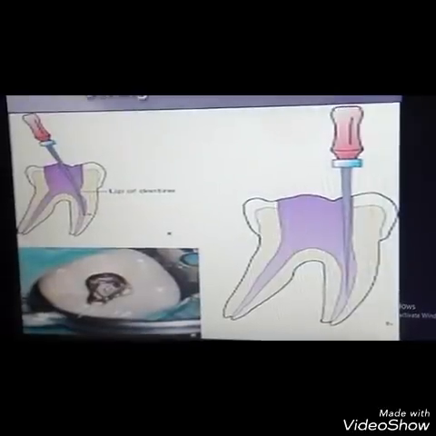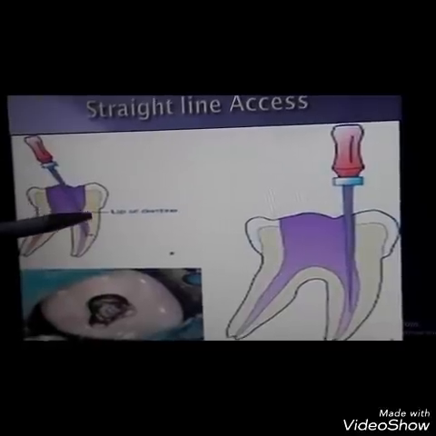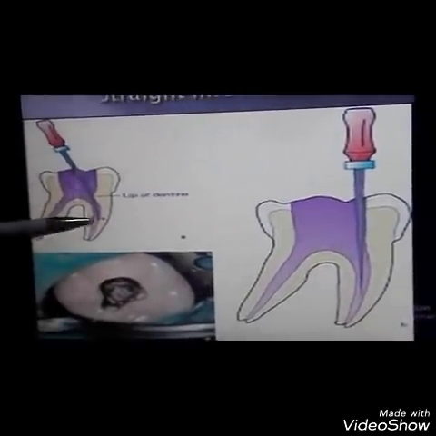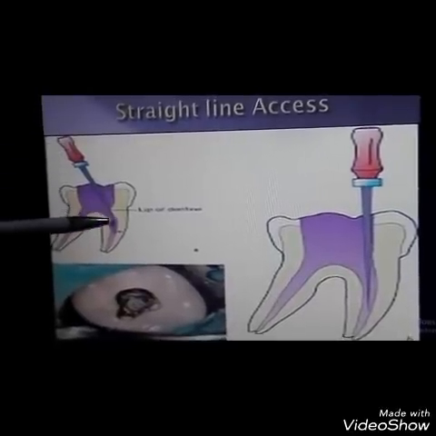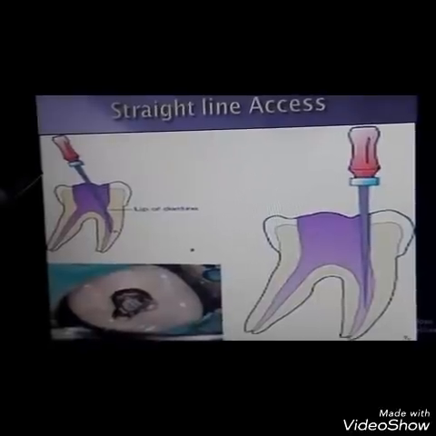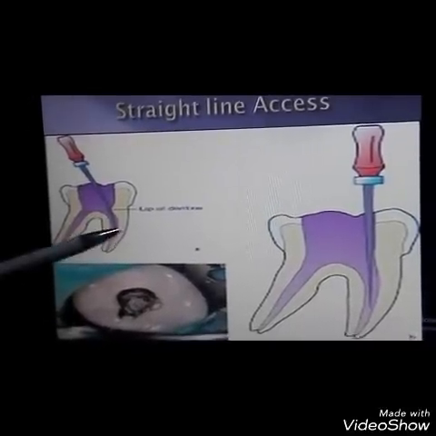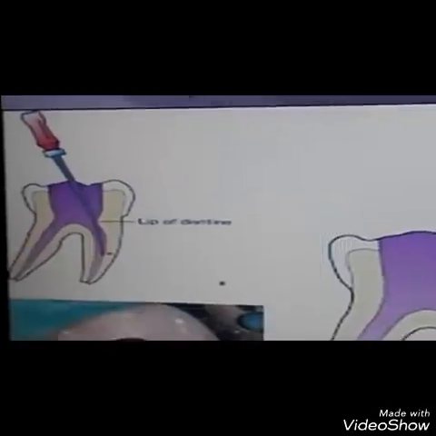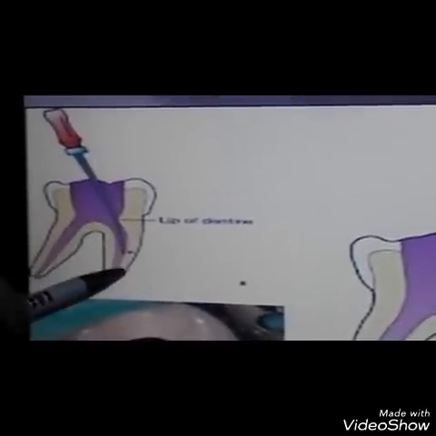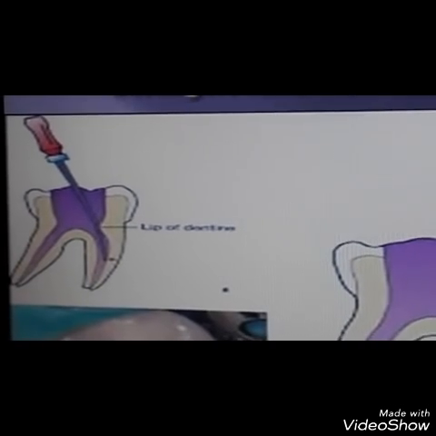Straight line access. Look at this picture. I open the access cavity, I insert my file, but it interferes at this point. This is interference from canal walls. If I go deeply, what are the drawbacks if I don't make straight line access? File separation, maybe if I go deep, maybe a ledge, maybe apical transportation here, or if I go deeply and apply more pressure, maybe I will have many cracks here, and even if I make good obturation, pain is still present in the patient.